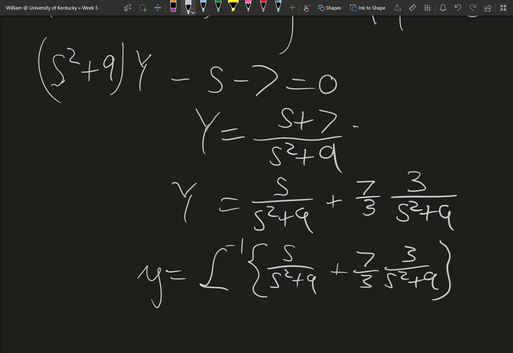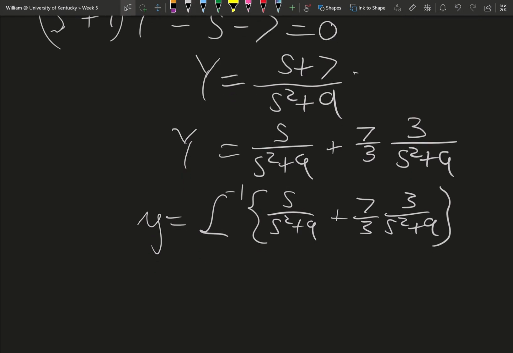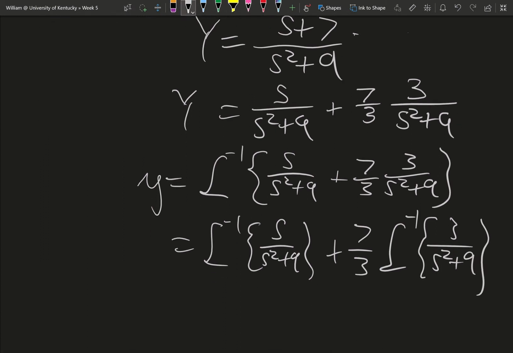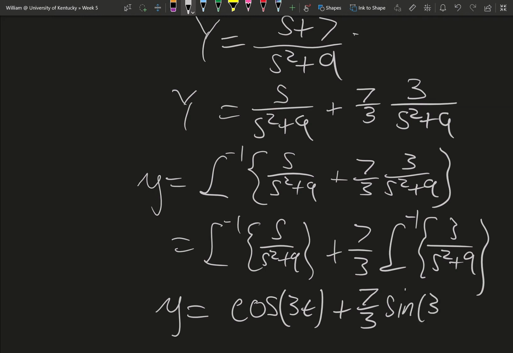So now we take the inverse Laplace transform. Looking at our table, we can identify that, and that. So we get that our solution is the inverse Laplace transform of that, which is cosine of 3t, and then plus 7/3 times the inverse Laplace transform of 3 over s squared plus 9, which is sine of 3t.